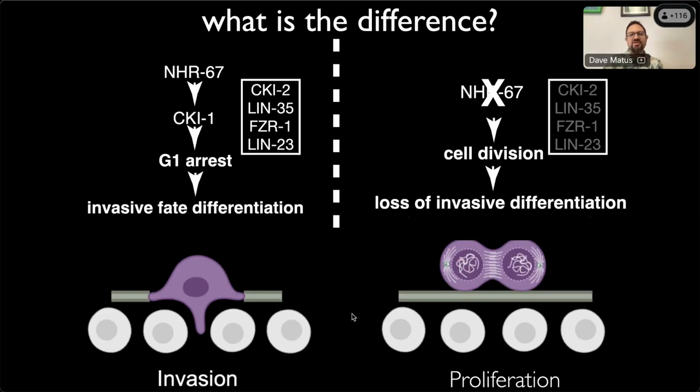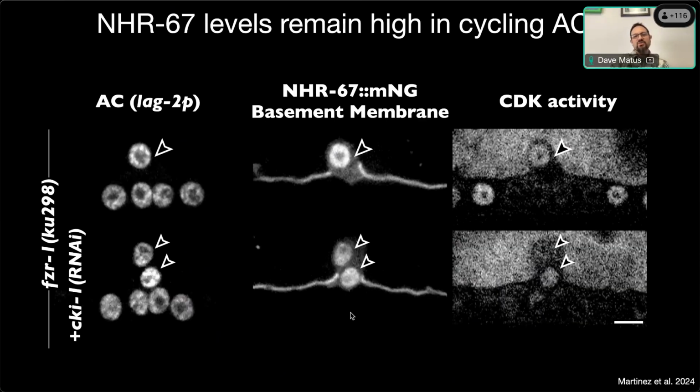And so what's the difference in these two contexts? The key one is that we haven't targeted the transcriptional pathway or the gene regulatory network, only the cell cycle in this context. And so we wanted to look at NHR67 as sort of the top of our transcriptional cascade. And so what we saw when we knocked in mNeonGreen to the NHR67 locus with CRISPR in our mutants, that sure enough, the NHR67 still stays on in these mitotic ACs.